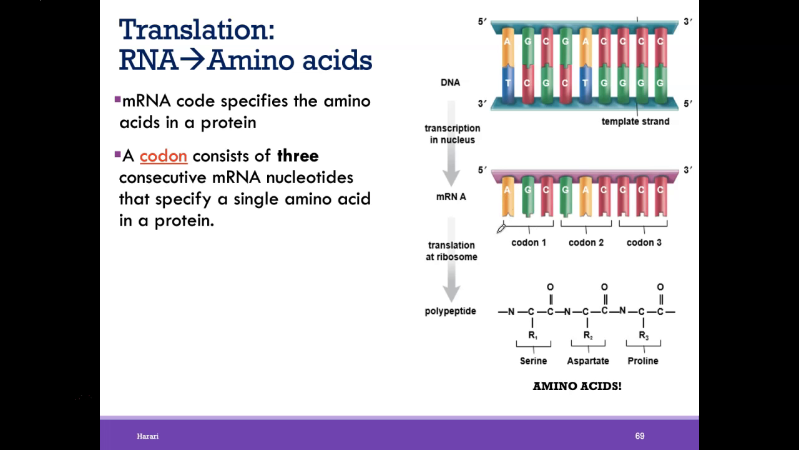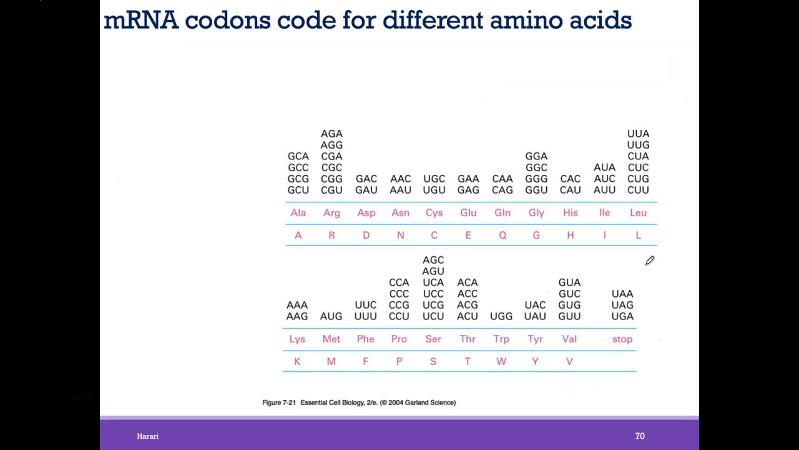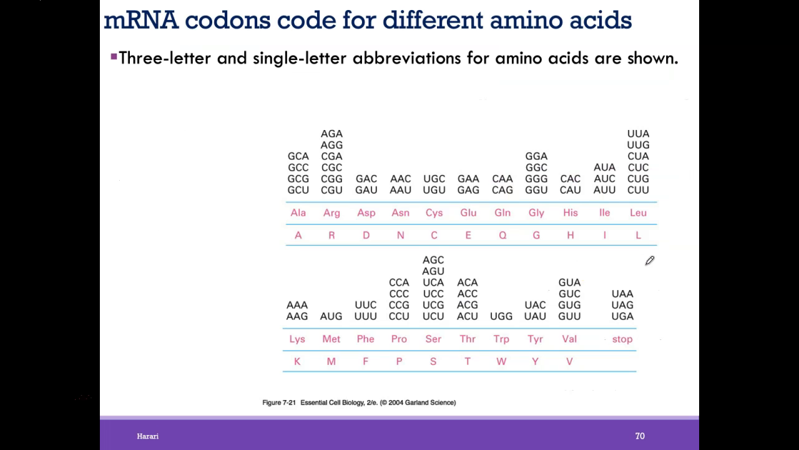A codon consists of 3 consecutive mRNA nucleotides that specify a single amino acid in a protein. For example, the codon 5' AGC 3', AGC, always refers to the amino acid serine. The codon 5' GAC always refers to the amino acid aspartate. So every 3 letters of mRNA specifies a different amino acid. And there are 20 different amino acids.